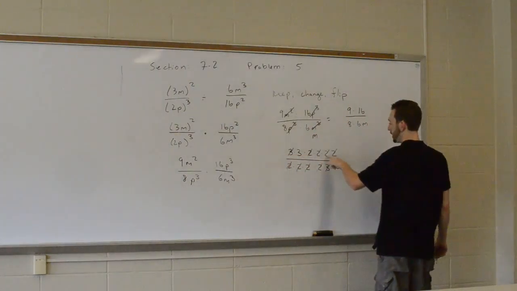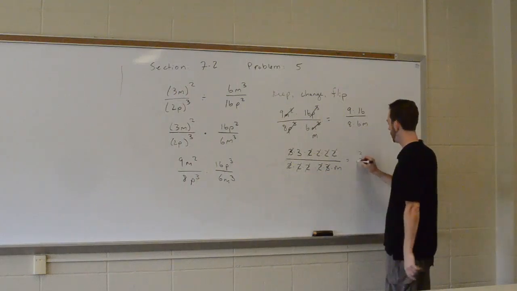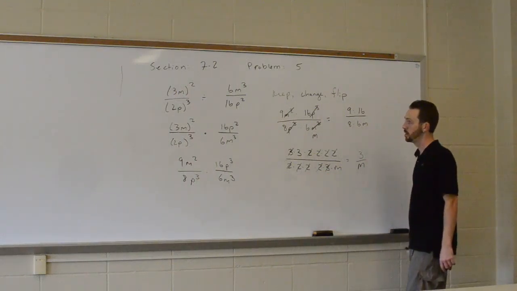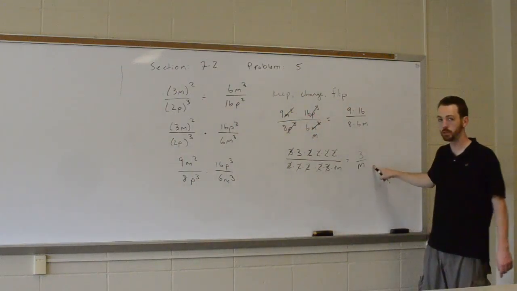So we look to see what's left on top, and we have a 3. And we look to see what's left on the bottom, and we have an m. So if we were to divide these two rational expressions, it simplifies to 3 over m.